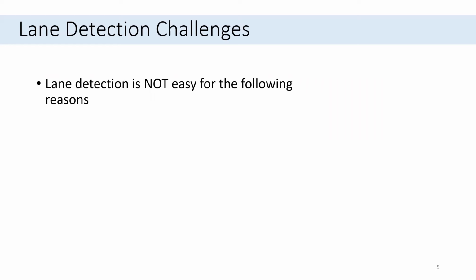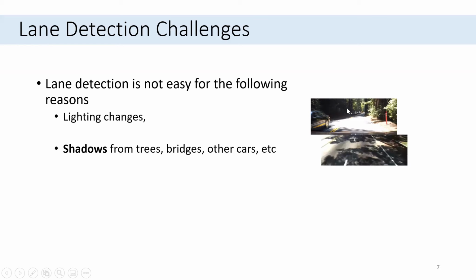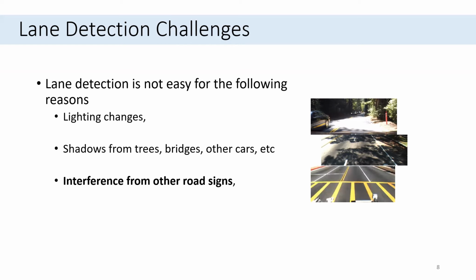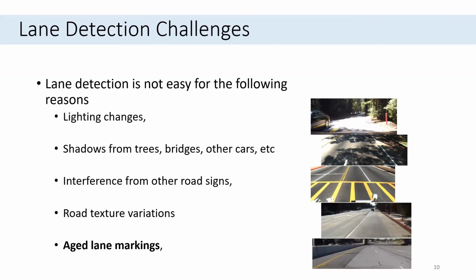The main challenge with lane detection is that lane features or markings are not always easy to detect or extract, for the following reasons. One, we may have lighting changes or glares, as shown in this picture, and we may have shadows from trees, bridges, or other vehicles on the road, interference from other road signs, especially on urban roads, road texture variations, and faded or faint lane markings can make the feature extraction really hard.